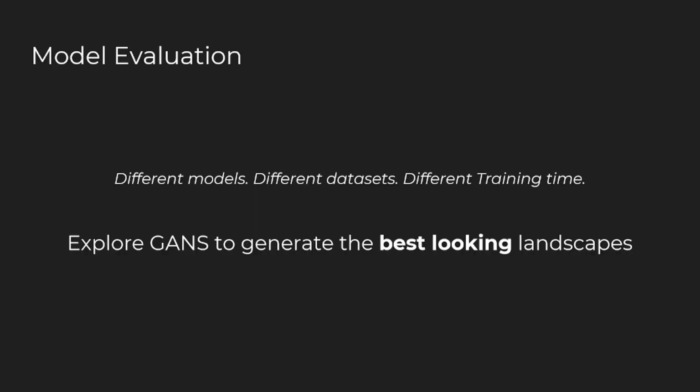Before looking at the images, it's worth noting that we're comparing different models, datasets, and training times, so our project is less about doing a rigorous comparison and more about exploring how different GANs can generate better and better looking landscapes. For our 64 by 64 images, we see that the landscape features have started to take shape, but the images are still fairly blurry.